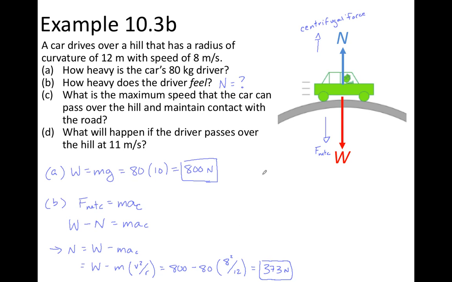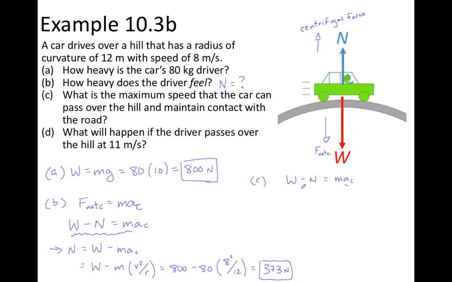Okay, so for part C, what is the maximum speed that the car can pass over the hill? So for part C, I want to look at this equation right here. So weight minus the normal force has to equal MAC. Now, the faster the object goes, the greater the value of AC. We require a greater centripetal force the faster the car goes over the hill.